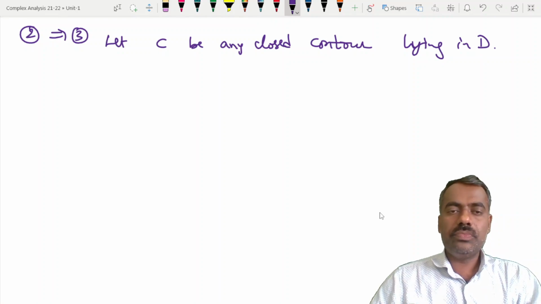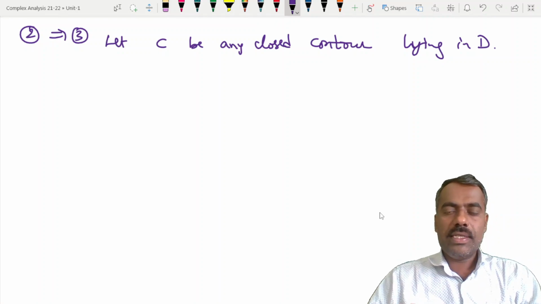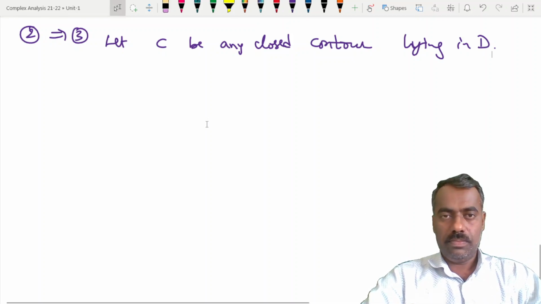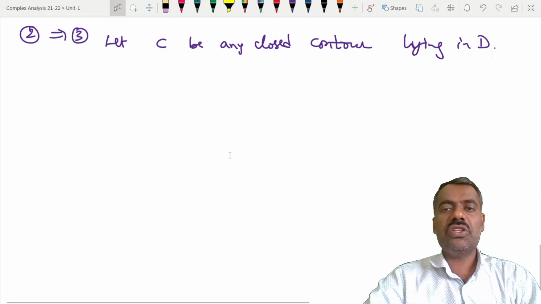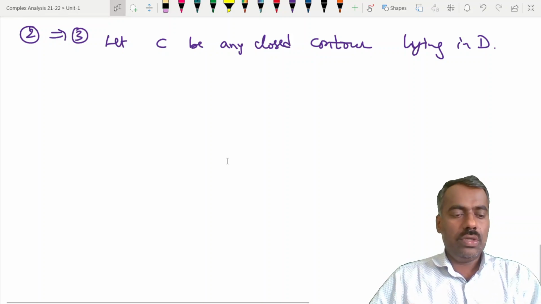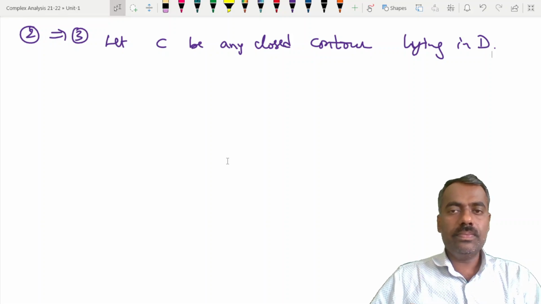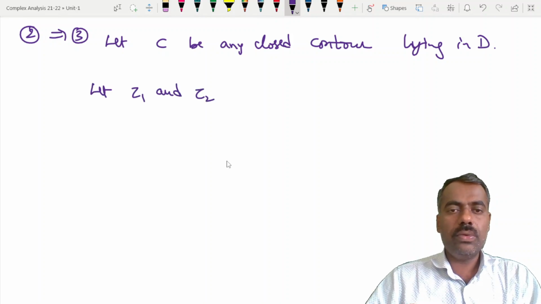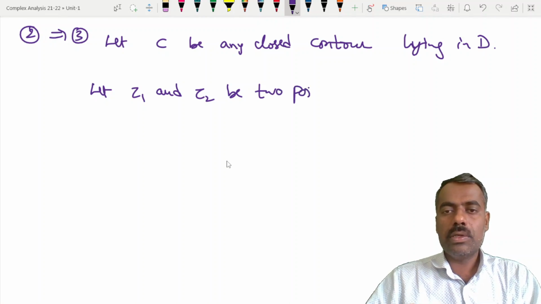Now the idea is we'll take two points z1 and z2 on C, and from that we will take two different contours, C1 and C2. C1 is going from z1 to z2, and C2 is also from z1 to z2. Then by using the second statement, the integrals of f over C1 and C2 are the same, right? So let z1 and z2 be two points on C.